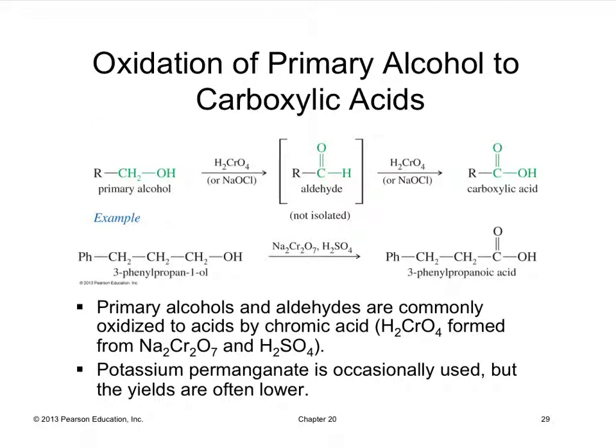You can take primary alcohols and react them with bichromic acid, in the form of sodium dichromate or Na2Cr2O7. That will oxidize to the aldehyde and then get further oxidized to the carboxylic acid. In addition, potassium permanganate can be used, but the yields are often lower.